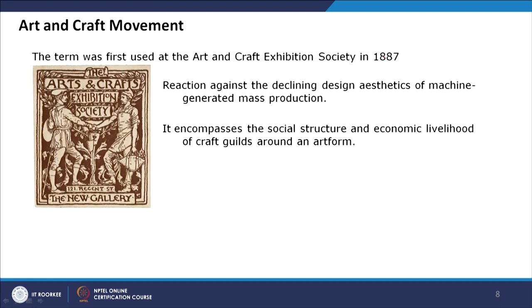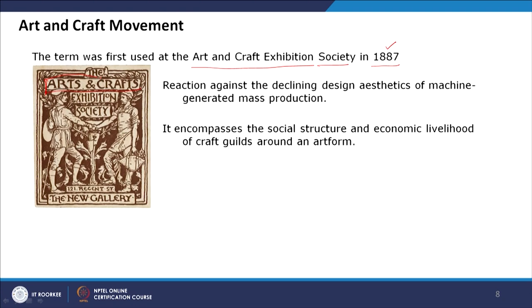architecture. So the Arts and Crafts movement first started in the 1880s, but it reached its peak around 1887, and there was an exposition. The Art Workers' exhibition society had organized a symposium, and there all the artisans, craftsmen and architects met, and then they used the term Arts and Crafts first, and from that this Arts and Crafts movement had its name.